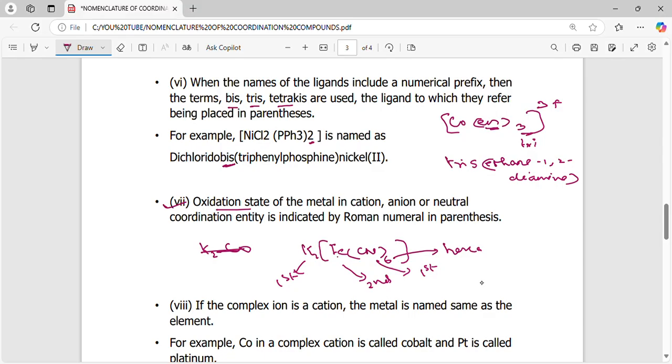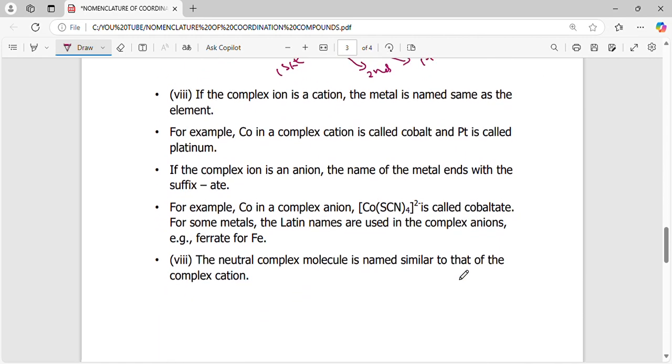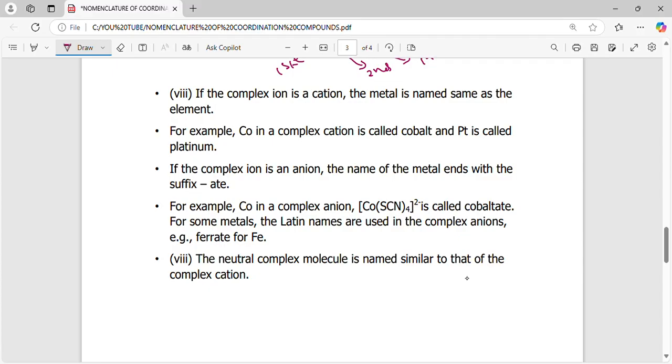After that, you write the name of the central metal atom. After writing the central metal atom name, you have to write the oxidation state inside the bracket, or inside the parenthesis, so that you don't forget. But how to write the name of the central metal atom? Again, one more rule is there. That is, if the complex or the coordination sphere is positively charged or negatively charged. K4[Fe(CN)6], here the coordination sphere is negative.